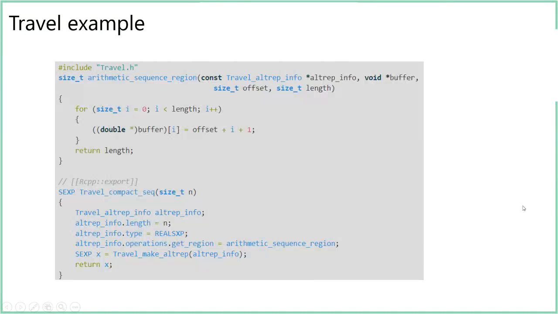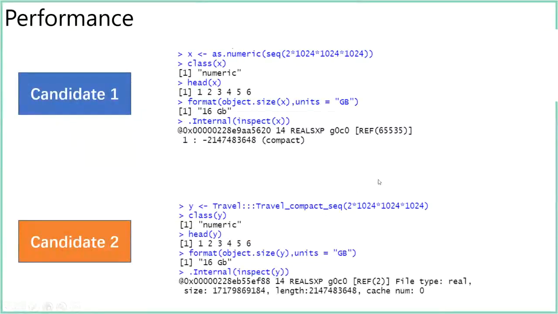So now let's go back to our performance comparison. Now we have 2 candidates. One is the naive R compact sequence, and one is our homebrew travel compact sequence. And from our perspective, there's no difference between X and Y. You can see the type is numeric. The data is exactly the same. And also, the false report is exactly the same. And you can only tell the difference by using the inspect function. One is a compact sequence, and the other is travel ALTREP.